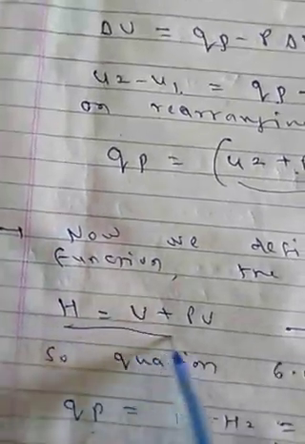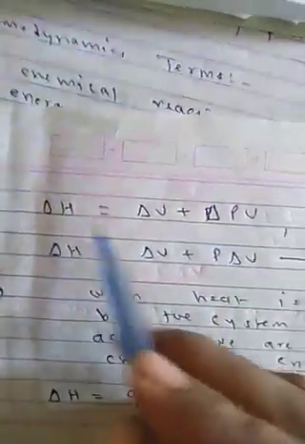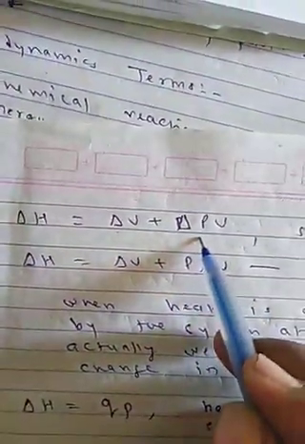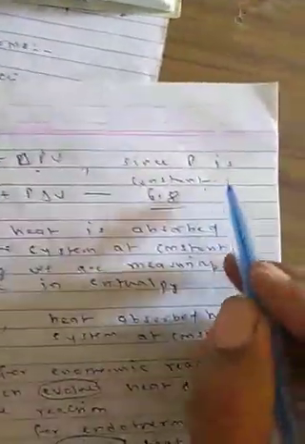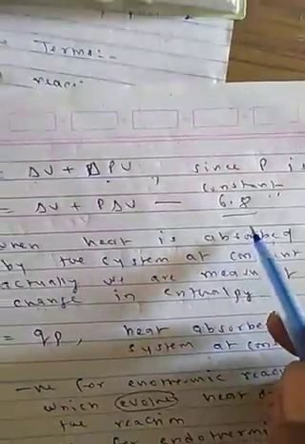This is the enthalpy term. I can write delta H is equal to delta U plus delta PV. Since P is constant here, we can write delta H is equal to delta U plus P delta V. This is equation 6.8.